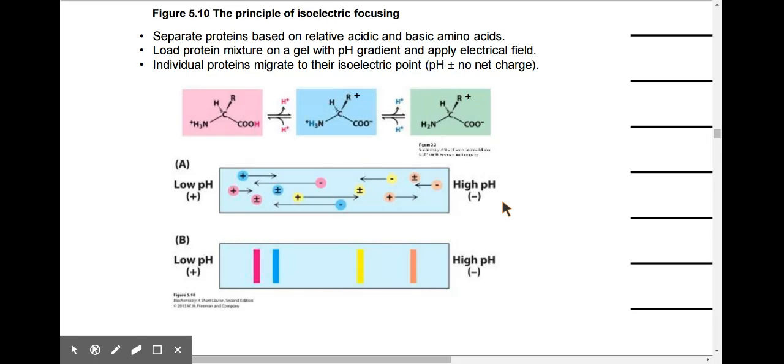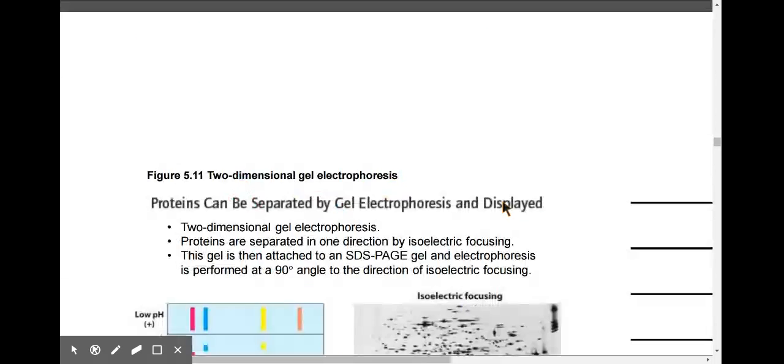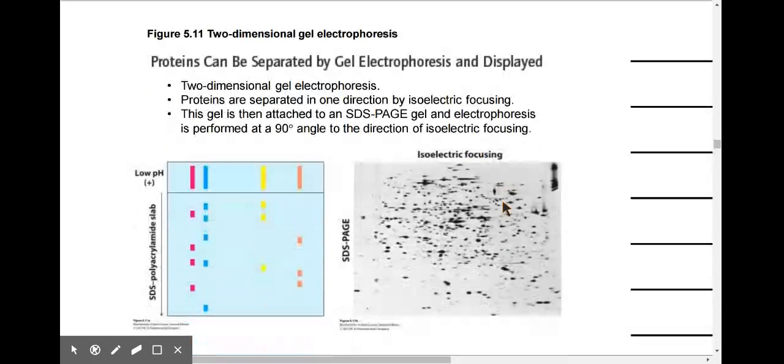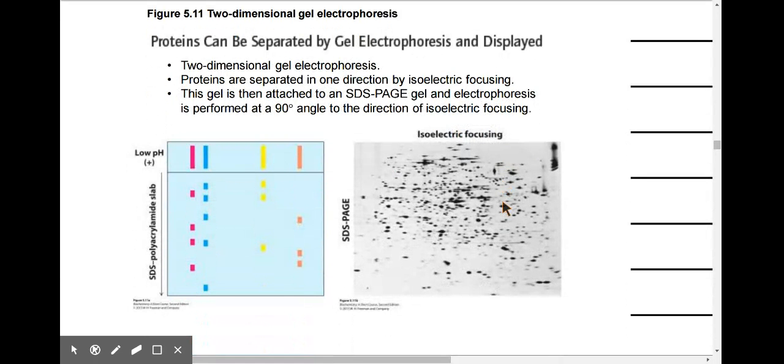There's a drawback because each one of these bands that we have down here represents multiple proteins, because there are lots of different proteins that share the same isoelectric form as well. It's not like separating individual amino acids anymore, it's a little more complicated than that. So what we can do is attach this polyacrylamide gel from the isoelectric focusing to another polyacrylamide gel, and then we can run SDS-PAGE in the opposite direction that we ran the isoelectric focusing.